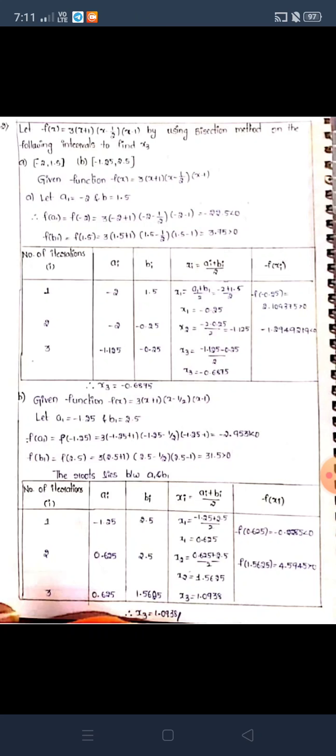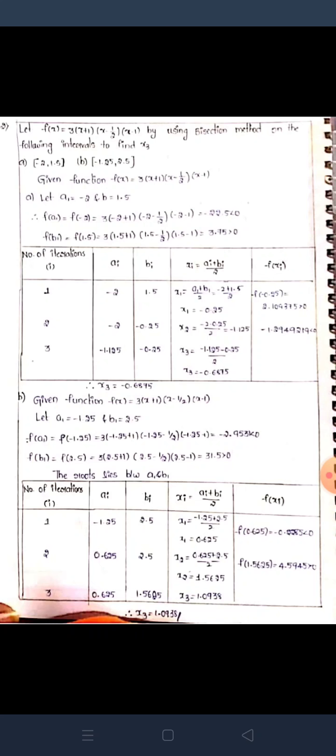Put i equals 1. a1 equals minus 2, b1 equals 1.5. x1 is equal to a1 plus b1 by 2, which is equal to minus 2 plus 1.5 by 2, which is equal to minus 0.25. f of minus 0.25 is equal to 2.10975. This is greater than 0.